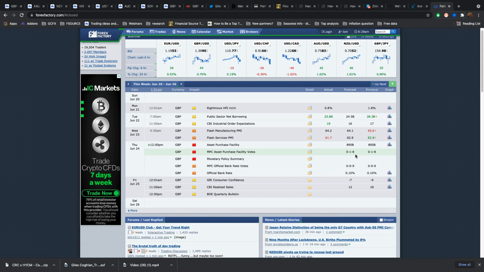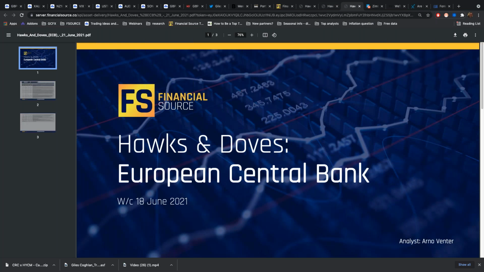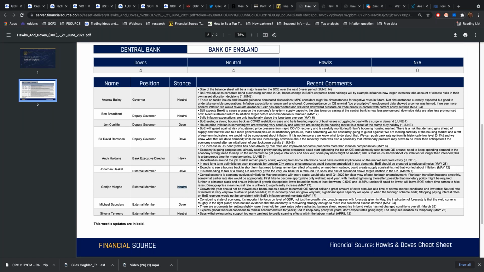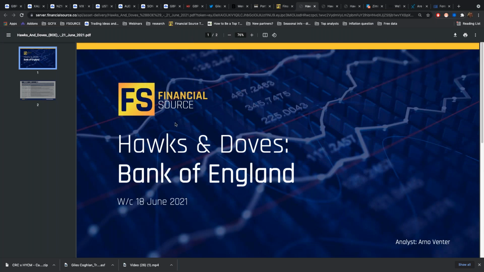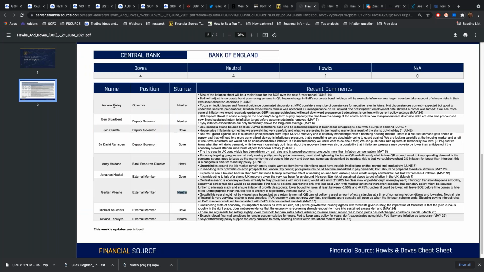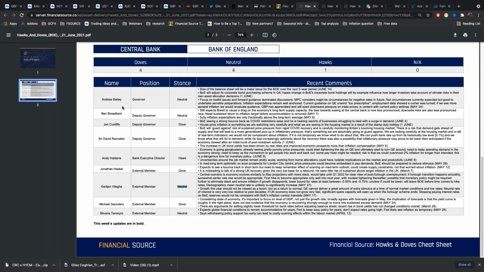Now, at the moment, you've only got Andy Haldane. One of the key things when you're trading is you want to know what these individual bank members are saying. So we have a resource here that gives us all the names of the MPC members, and you can see here Andy Haldane, and he's a hawk, right? Now Vlieghe is neutral, but he's made some hawkish comments.